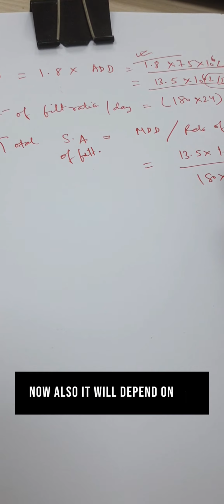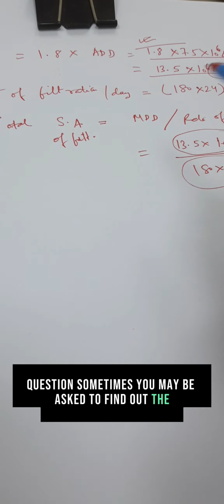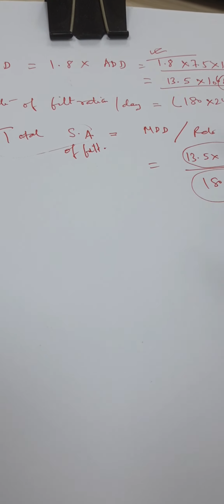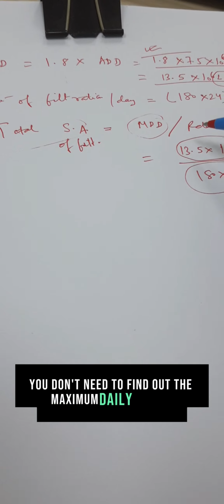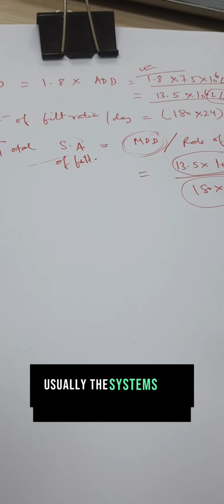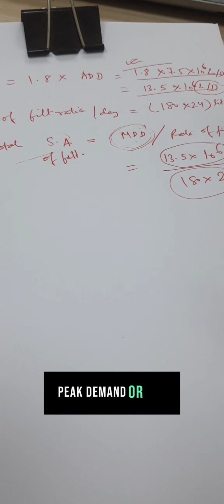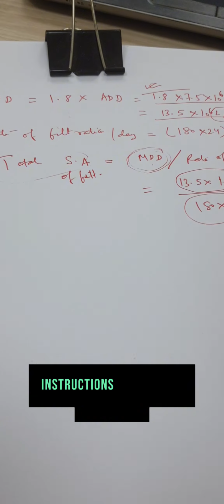Also it will depend on the question. Sometimes you may be asked to find the total surface area on the basis of average daily demand. In that case you don't need to find the maximum daily demand, but here we are using the concept of MDD. Usually these systems are designed on the basis of peak demand or MDD. So if something is mentioned, you have to follow the instructions given in the question.